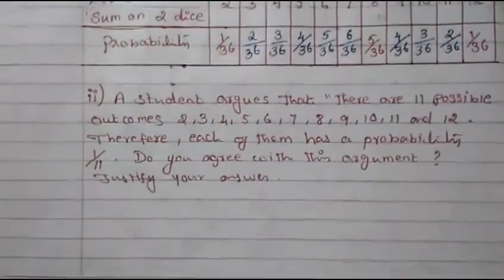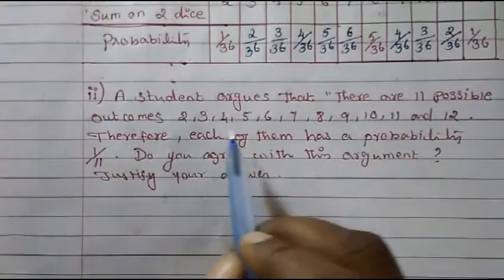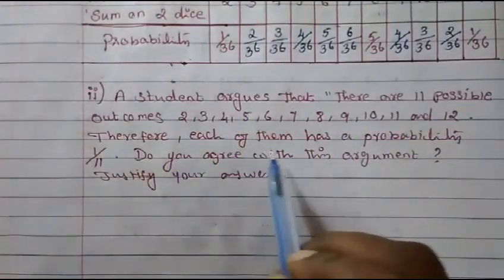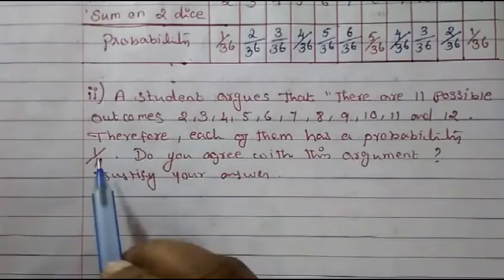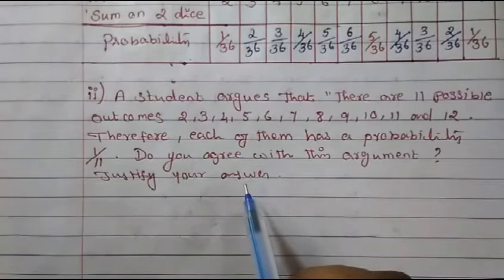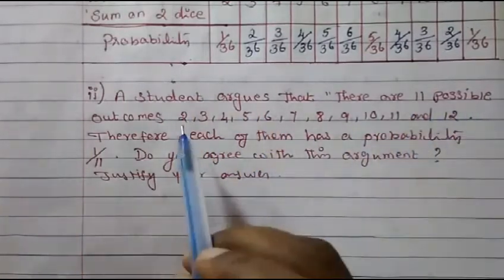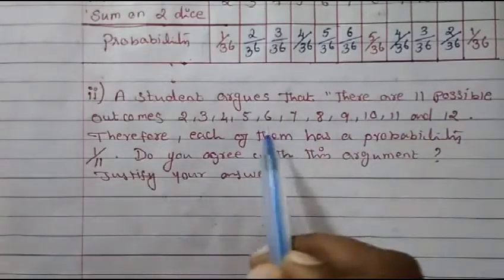Now let's go for the second part. A student argues that there are 11 possible outcomes for all these things. Therefore, each of them has a probability 1 upon 11. Do you agree with this argument? Justify your answer. So now a student is arguing there are 11 possible outcomes for this.